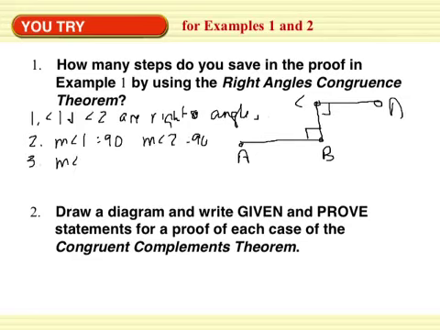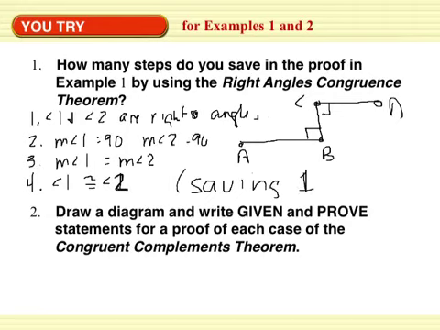3, you get the measure of angle 1 is equal to the measure of angle 2, and that's the transitive property. 4, angle 1 is congruent to angle 2. And that's the definition of congruent angles. So the first time we went through this, we had 3 steps. This time we have 4 steps. So we are saving 1 step. Yay.